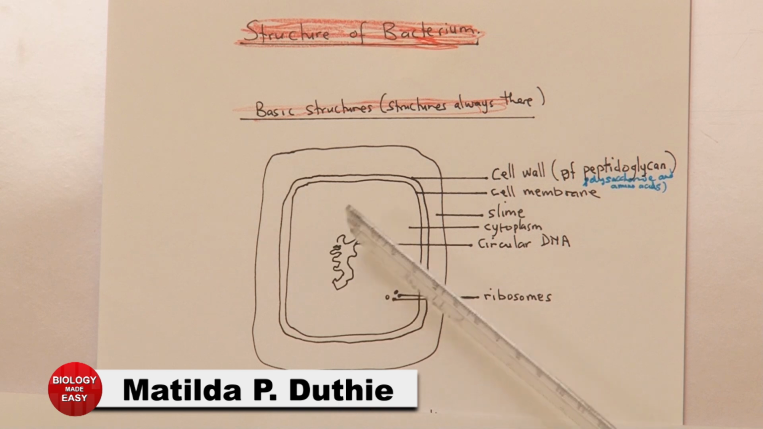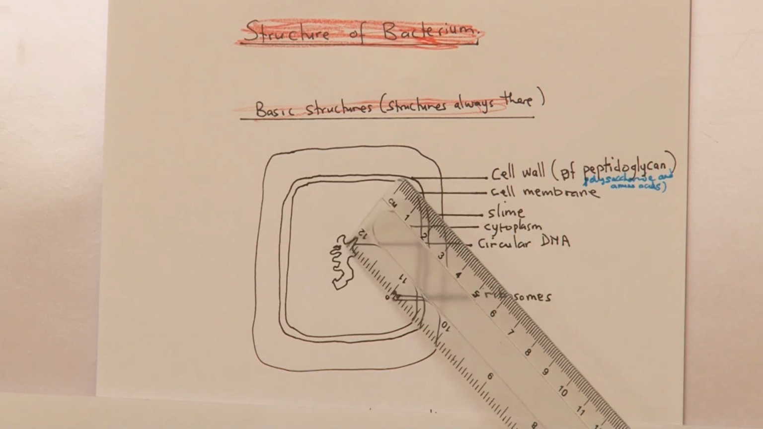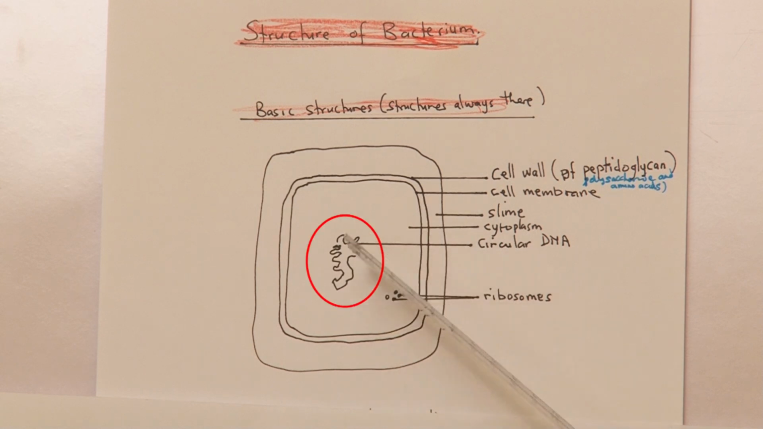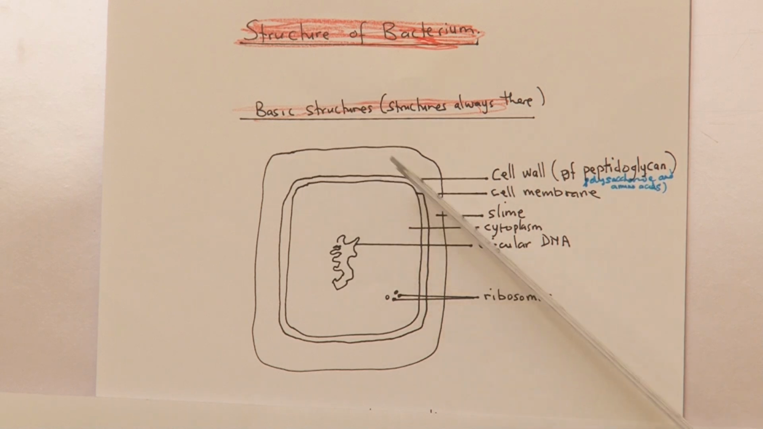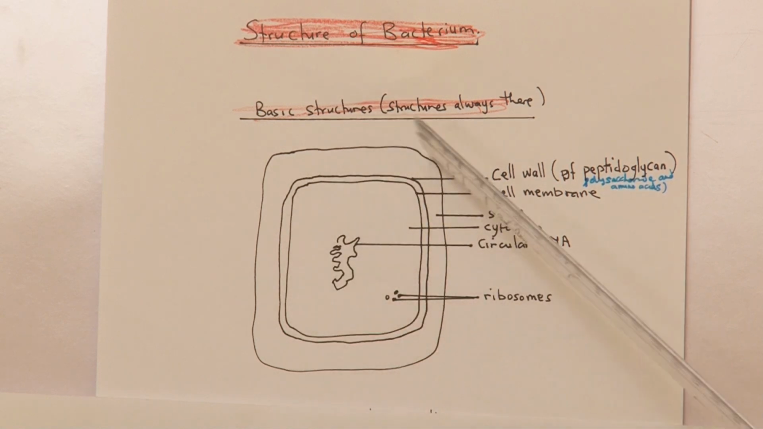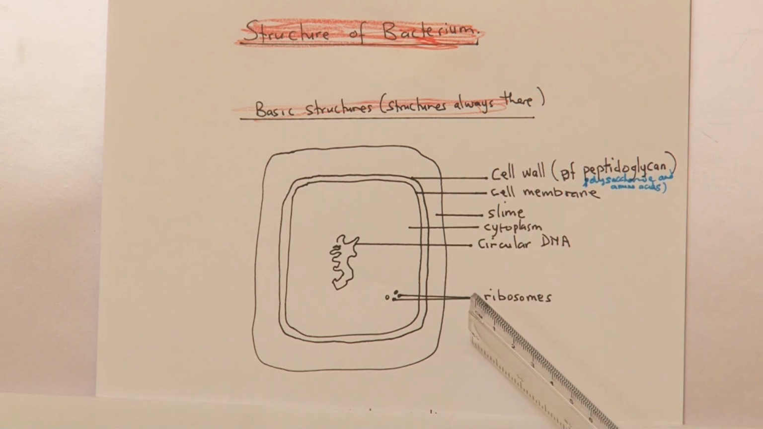And then it has DNA. The DNA is sort of curved into some circular structure. So it's said to have circular DNA. And then it has ribosomes. And so you have the cell membrane, you have a cell wall, and then you have some slimy capsule around the cell wall. These are the basic structures that every bacteria has.